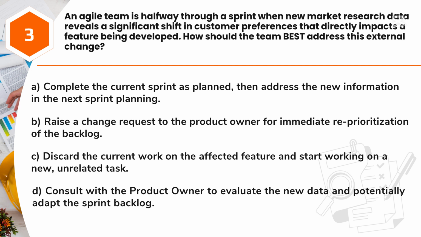A. Complete the current sprint as planned, then address the new information in the next sprint planning. B. Raise a change request to the product owner for immediate reprioritization of the backlog. C. Discard the current work on the affected feature and start working on a new, unrelated task. D. Consult with the product owner to evaluate the new data and potentially adapt the sprint backlog.